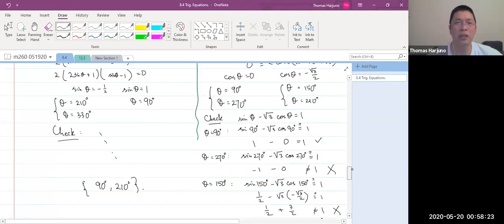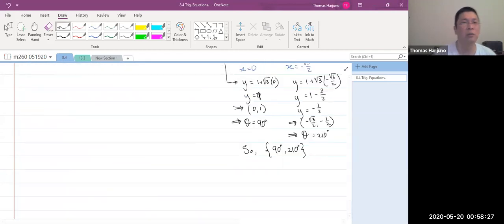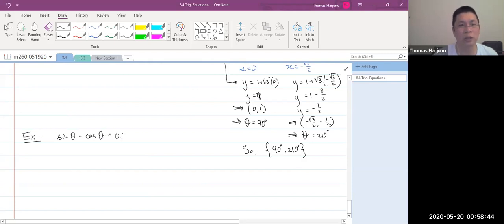Now, another reason why I show you this method is that it is possible we don't get nice numbers. Suppose, for example, I have sine theta minus cosine theta equals 0.7. I don't expect this to be a nice number.